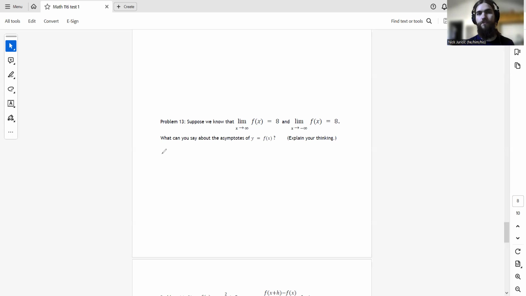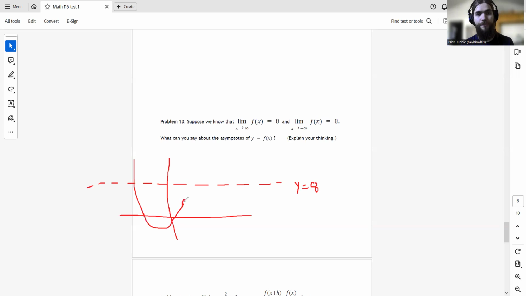So when the limit is equal to 8 like this, if I were to draw a graph, I have no idea what this function is. It could be anything. But what it's telling us is that if this is the line y equals 8, that's this dotted line. Whatever this function does, maybe it does some crazy thing in the middle here. It's even discontinuous. But then maybe it levels out.